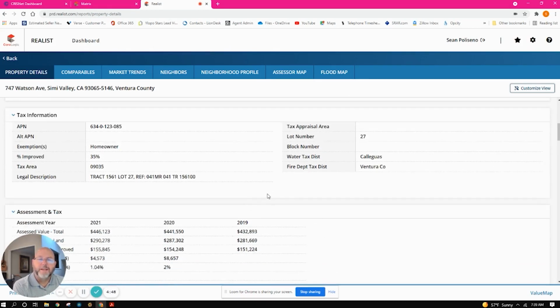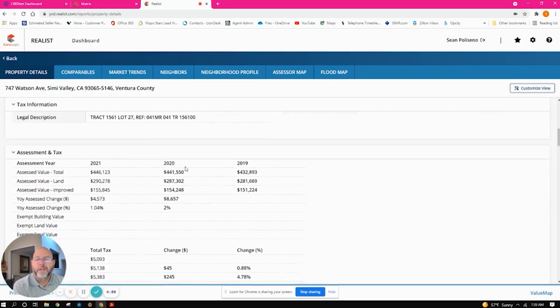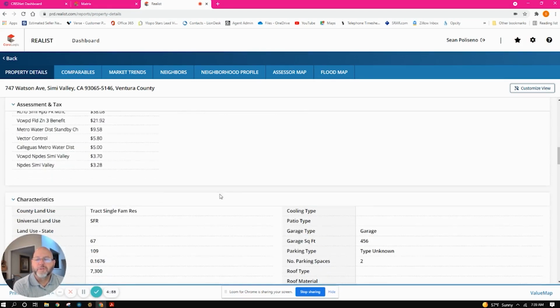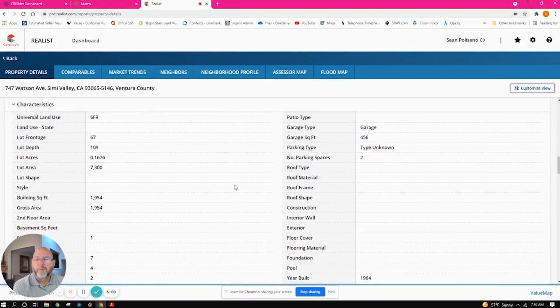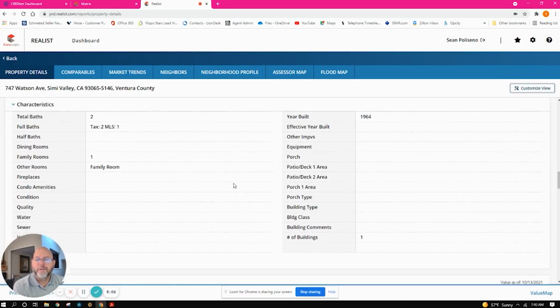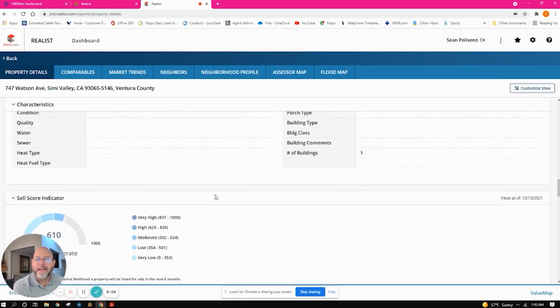information. I generally get value from 3 different places. I use the property profile and I use the comparables tab. I also use the real AVM, which is down here on this report. This is all the tax data compared to the MLS data.